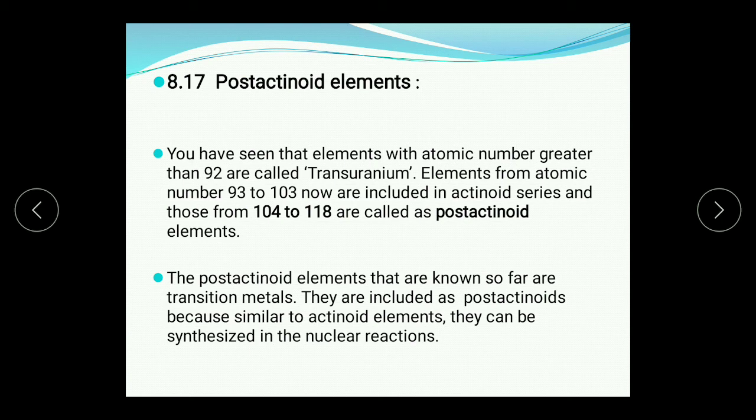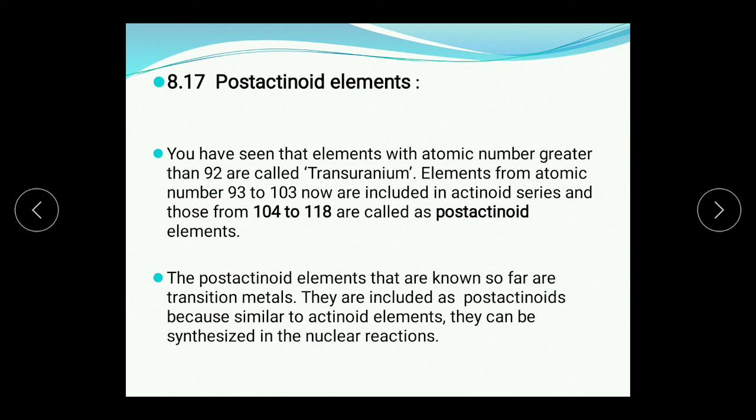They are transition elements themselves, because the d block itself has elements after the s block, and those in the transition elements we call transition metals. The postactinide elements that are known so far are transition metals. They are included as postactinoids because, similar to actinoid elements, they can be synthesized in nuclear reactions. As I have told you, all the actinoids are radioactive, or we can say after lead all the elements are radioactive.